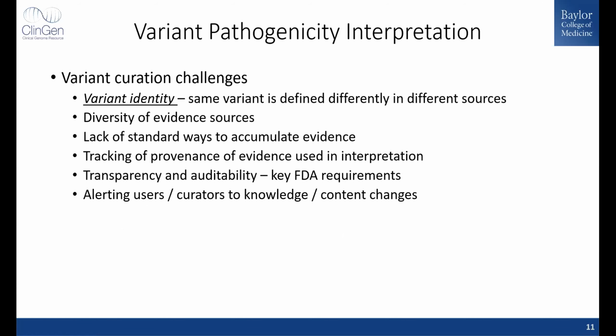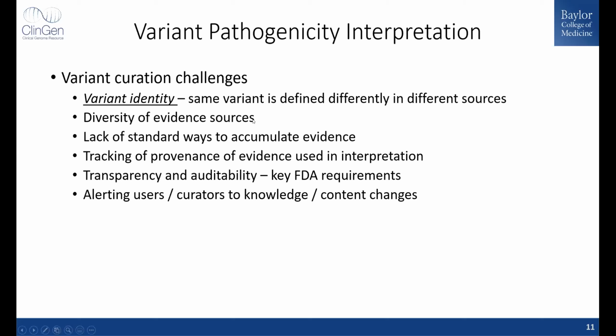Okay, so phrasing the problem of what we're trying to solve and how we're going to solve it is looking at these different variant curation challenges. The main point we want to bring up is variant identity: seeing the same variant being defined differently in different sources. I'm sure everyone here has seen, across different manuscripts, different representations of variants and different identifiers, and has tried to figure out: are they talking about the same thing or not?